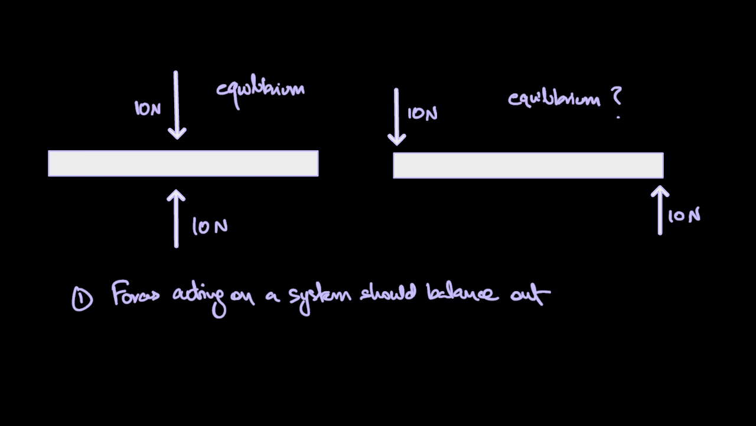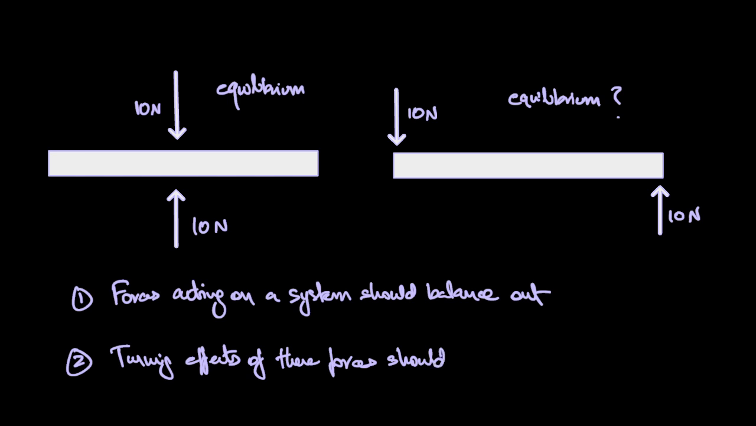This brings us to our second condition, which is that the turning effects of these forces should also balance out. Now clearly this condition isn't being met in this case, and that's because this 10 newton force acting downwards gives you an anti-clockwise turning effect, and the 10 newton force acting upwards also gives you an anti-clockwise turning effect. So both of these add up.